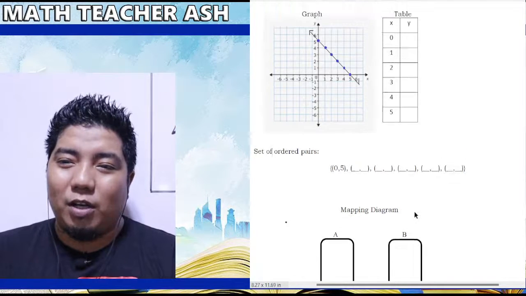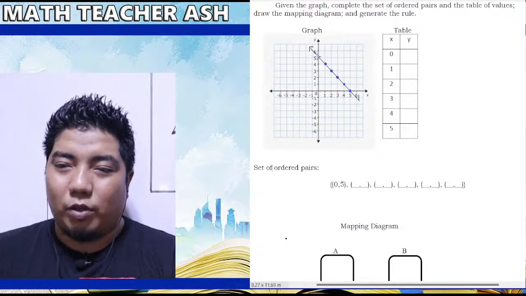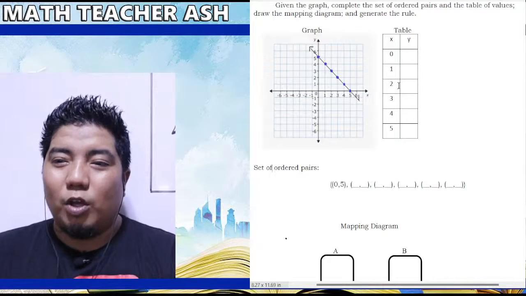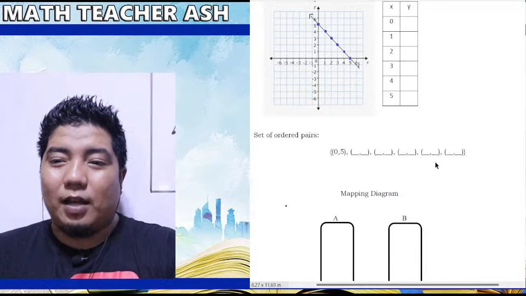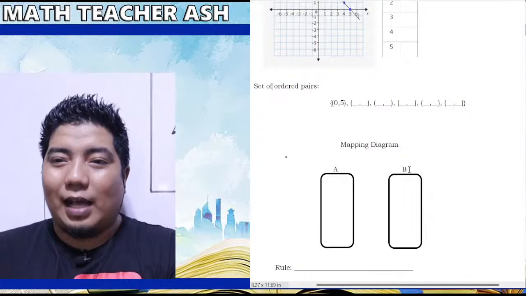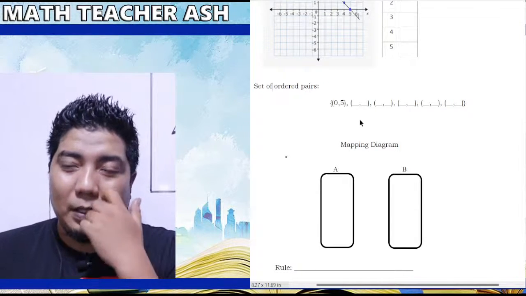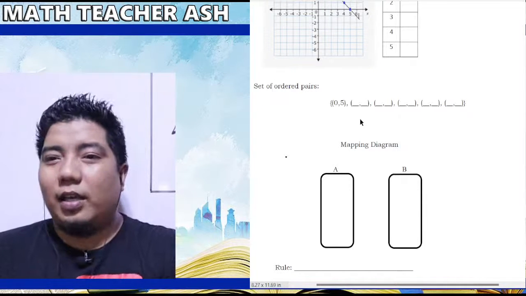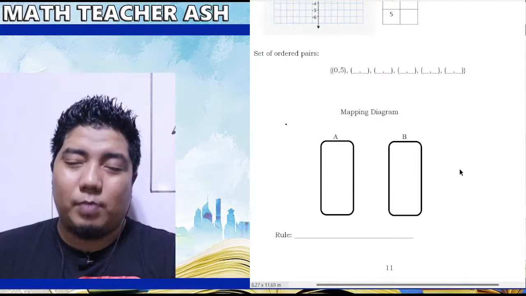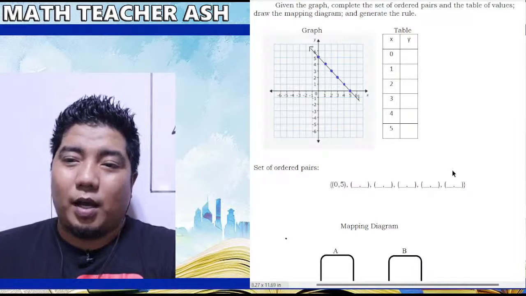And then, for the rule, so, ano bang nangyari dito? 5, 4, 3, 2, 1. Ay, sorry. 5, 4, 3, 2, 1, at saka 0. So, every time na tumataas yung x, nagma-minus tayo ng 1. Okay? So, technically, the example there is minus 1. So, y is equal to x minus 1. If I am correct, ha? Let's try. Y is equal to x minus 1.